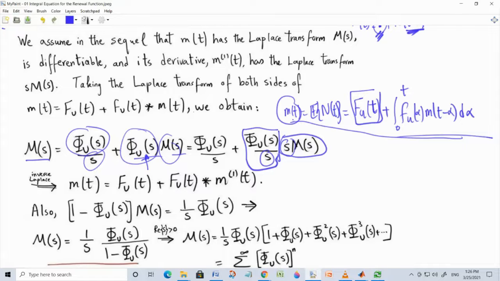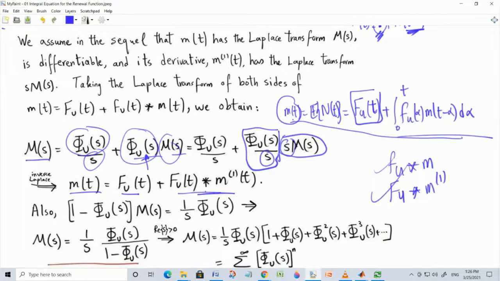So in addition to our original equation, if you do the inverse Laplace transform, you can write m of t also as the CDF plus a convolution. You can write the convolution as the convolution between the PDF and the renewal function, or by doing this trick of multiplying and dividing by s, we can write this term as the convolution between the CDF and the first derivative of the renewal function. Again, sometimes this is useful, sometimes that is useful.